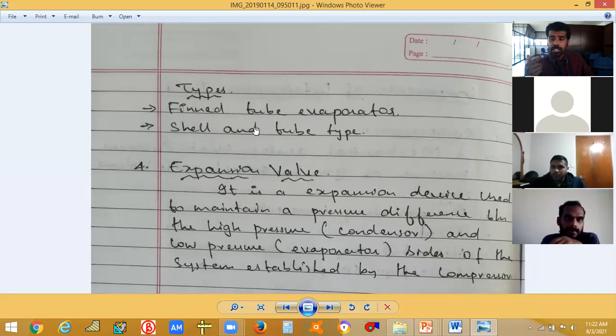Why we need these fins is because heat can be transmitted easily, as air flows through them, and the heat can be transmitted very fast through these fins. So if you are seeing radiators, the radiators are made up of fins only. Okay.